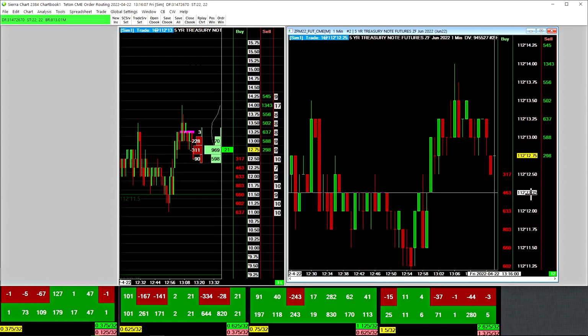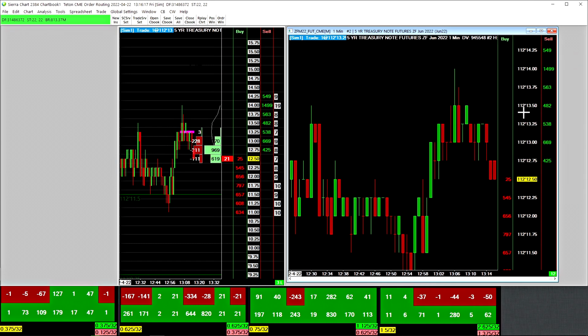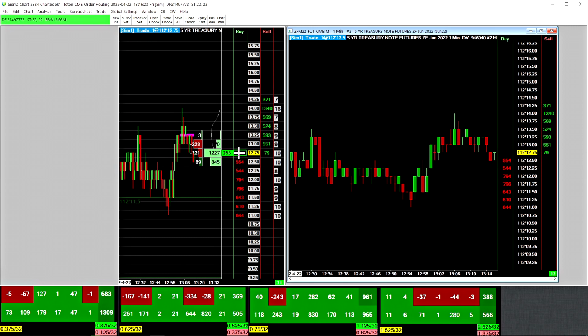And now when I hold the control key and the chart is on interactive scale move, it will temporarily switch it to interactive scale range, which is a cool feature. So now I can condense that scale range to get it to be more consistent with the one on my other chart. As you can see, it's starting to look more and more like that, except for the wider price scale. The next thing that we can do is enable the grid lines on our chart.